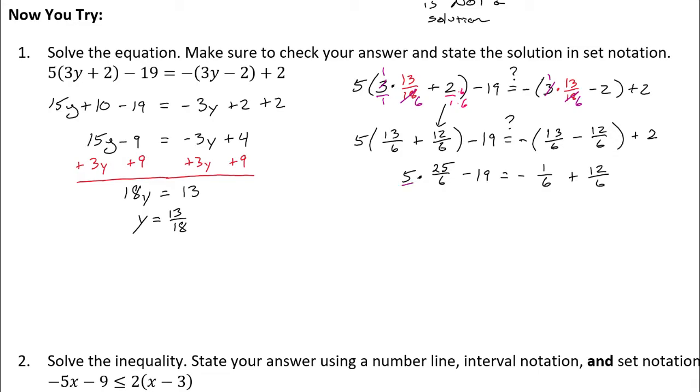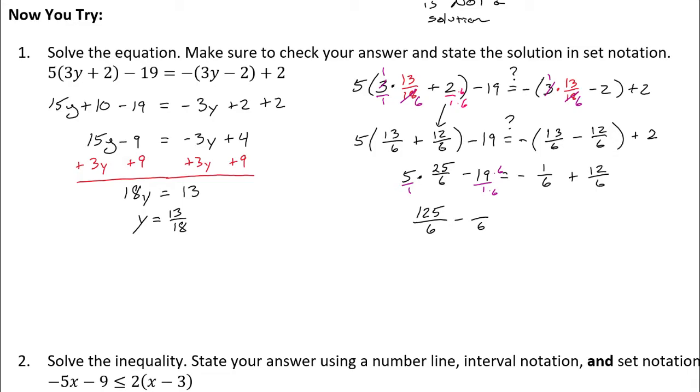On the left side, the 5 is over a 1 and nothing reduces there. So 5 times 25. 4 times 25 is 100. 5 times 25 is 125 over 1 times 6 is 6 minus, and now we need a common denominator with 19. So this is 19 over 1, and we're going to multiply top and bottom by 6.